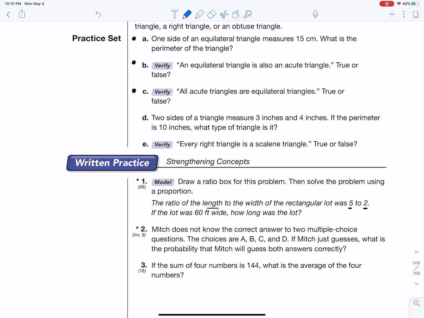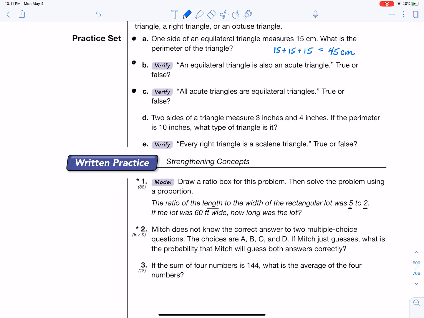For A, it says one side of an equilateral triangle measures 15 centimeters. What is the perimeter of that triangle? An equilateral triangle means that all the sides are equal. So if one side equals 15, all three sides equal 15. So that's 15 plus 15 plus 15, which would give me 30 plus 15, which is 45, and my unit is centimeters.